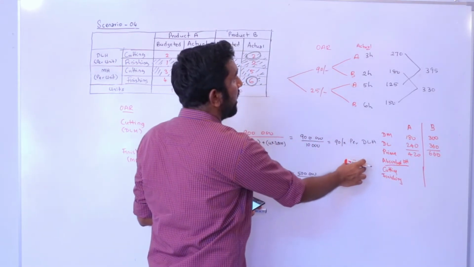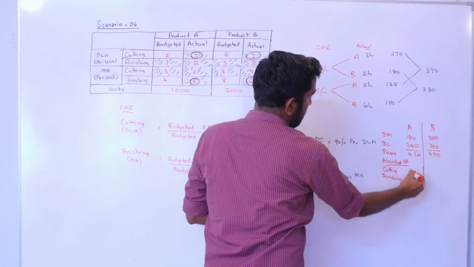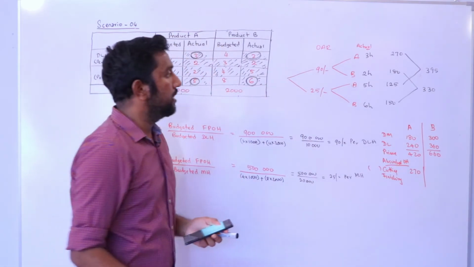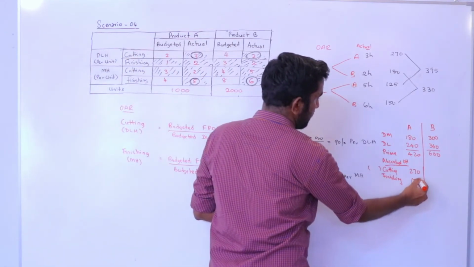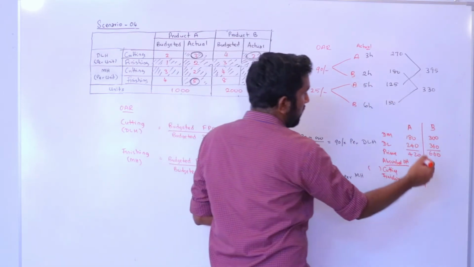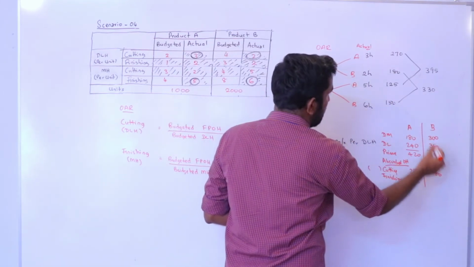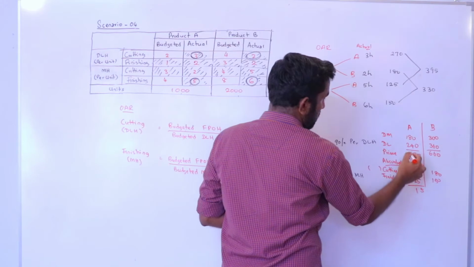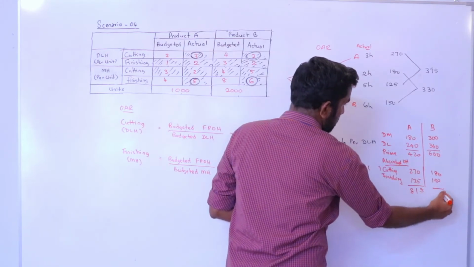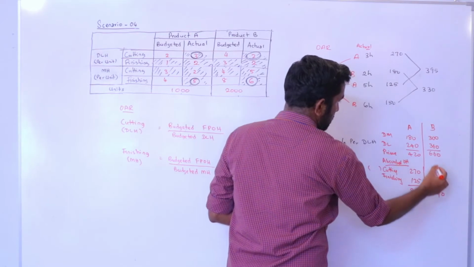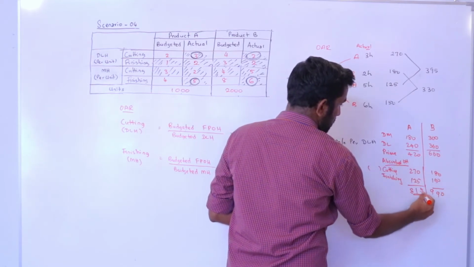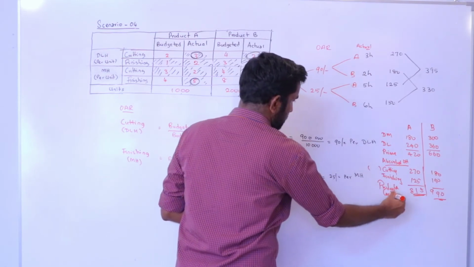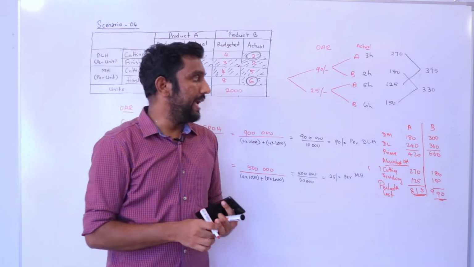So for A, I found how much? 270. You can show how to find it here, right? You can show some of the working here. Then I found 125. For the next one I found 180 and 150. So these are the production costs, right, for A and B.